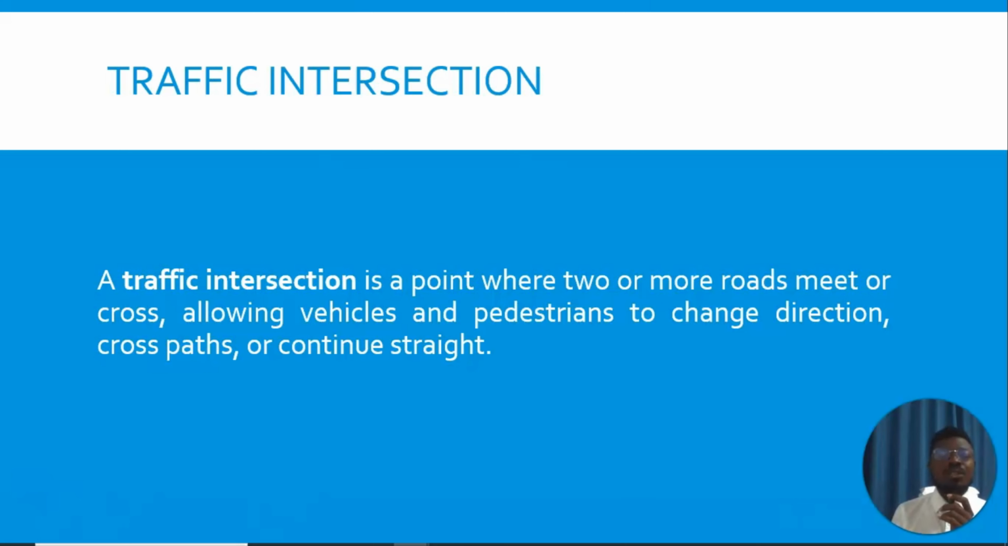So the traffic intersection is beyond just a point. Within that point, there are other components that help traffic flow and the efficiency of movement of vehicles, for the safety of road users to be possible. And that is why all these components help to ensure that efficiency.